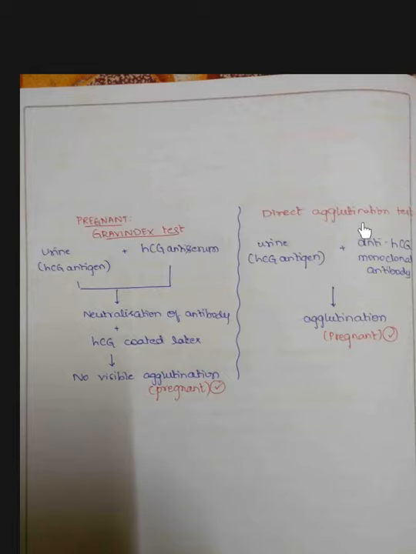But coming to the direct agglutination test, here we just take the HCG antigen of the urine. When it is added to the anti-HCG monoclonal antibodies, it directly gives agglutination, which confirms her to be a pregnant woman.